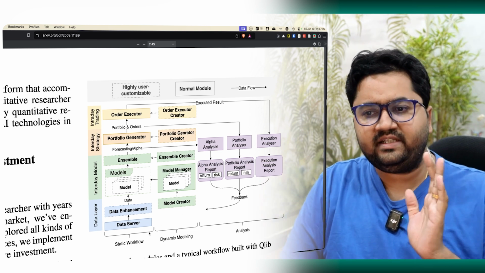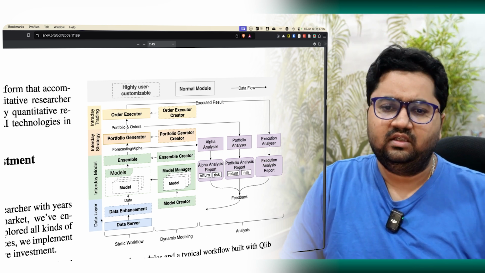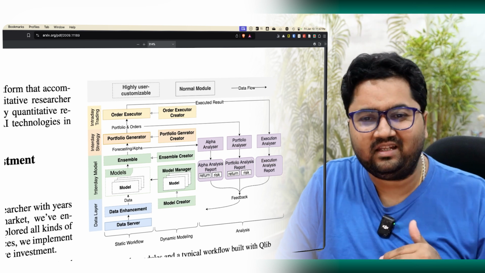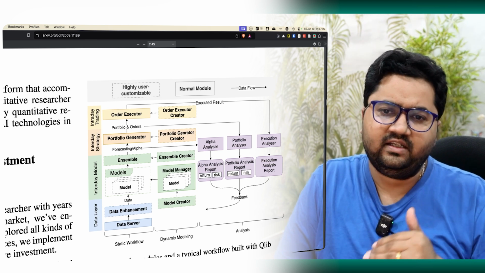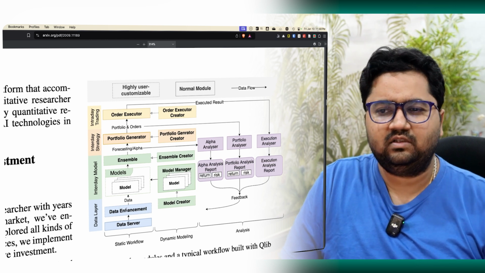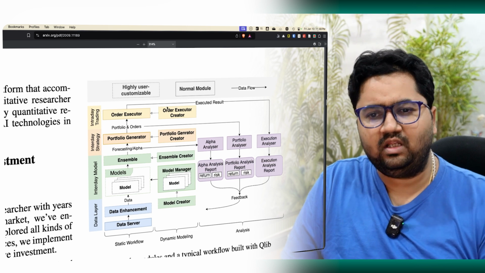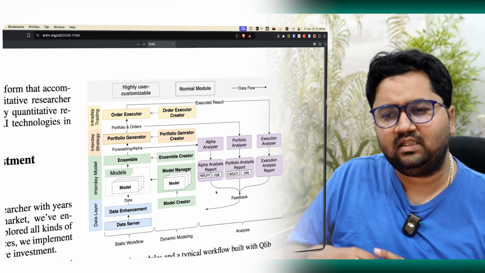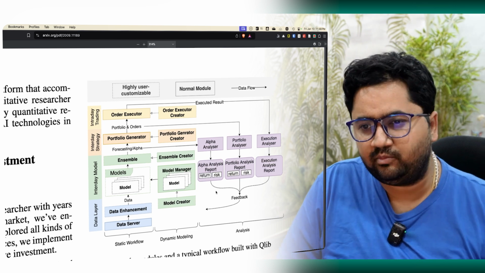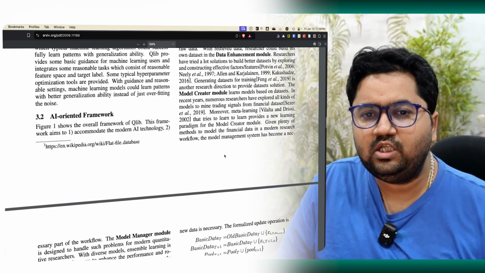So they have three different layers. One is the static workflow, there's a dynamic workflow, and there's analysis. There are a lot of different layers: a data layer, intraday model, intraday trading strategy. Then you have a data server, model enhancement, order management, and a lot of model tooling around it. And finally, some sort of risk-return based portfolio analysis, alpha analysis, and execution report analysis, kind of a feedback. So it's a very well put together module overall.